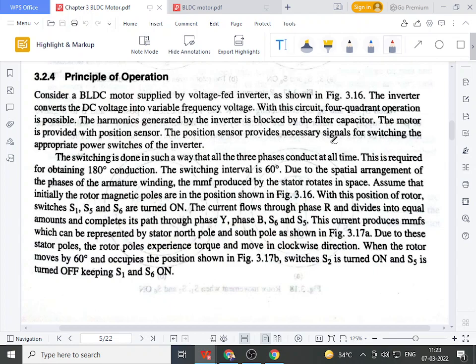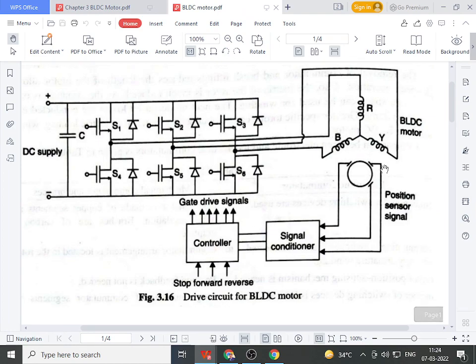So input to that inverter is generally DC input, and at output there should be variable frequency AC output, because an inverter generally converts DC into AC. So the inverter used along with a BLDC motor is generally a voltage fed inverter with a DC input and variable frequency 3-phase AC output. Okay. So let us consider a BLDC motor along with the driver circuit.